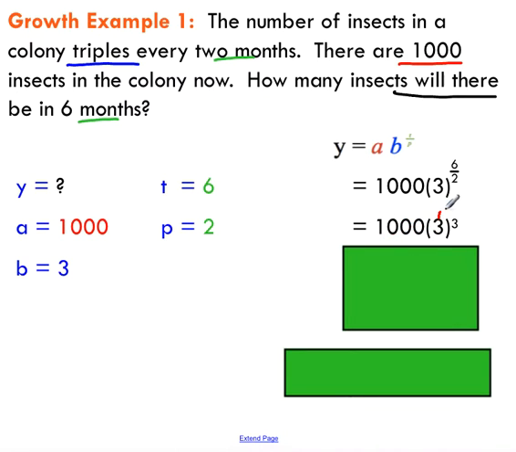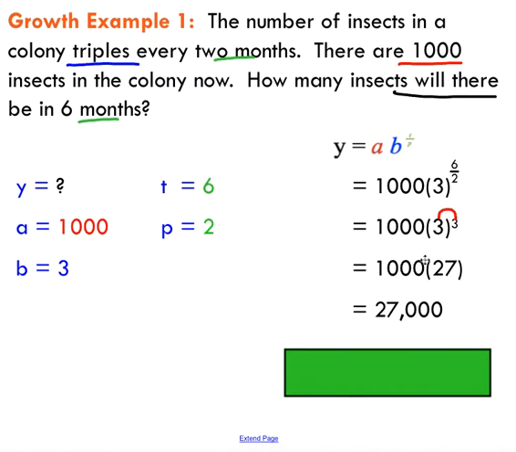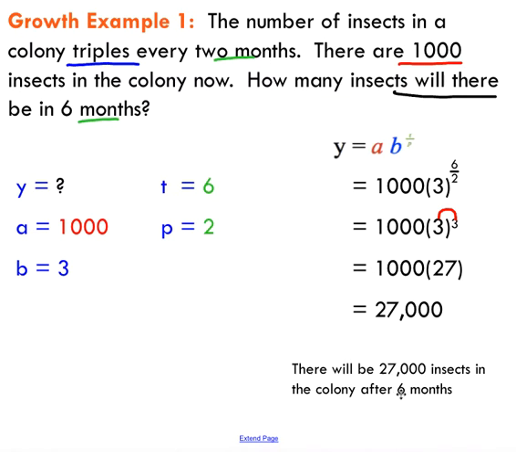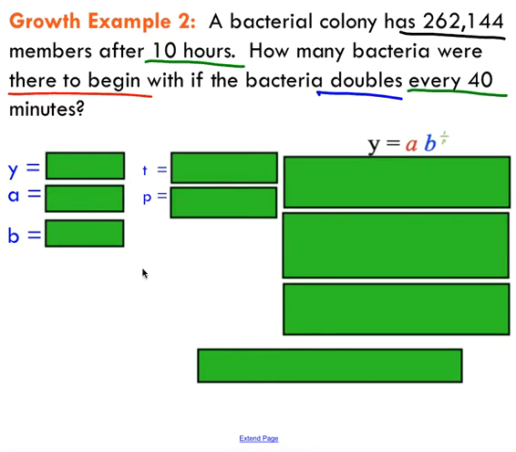BEDMAS tells you that you've got to do your exponents first. So we're going to do 3 to the power of 3, then we will multiply by 1,000. Make sure you follow BEDMAS or your teacher will cry all over your test. In 6 months' time, there will be 27,000 insects in this colony. Better call an exterminator. All right, so another example.